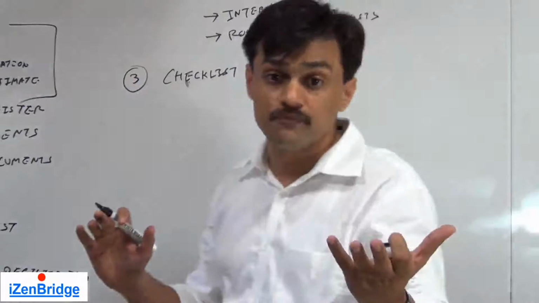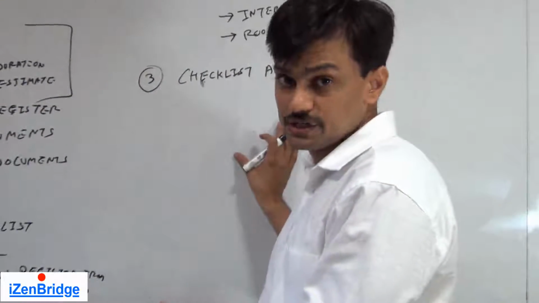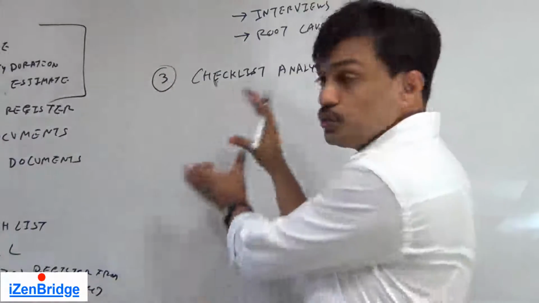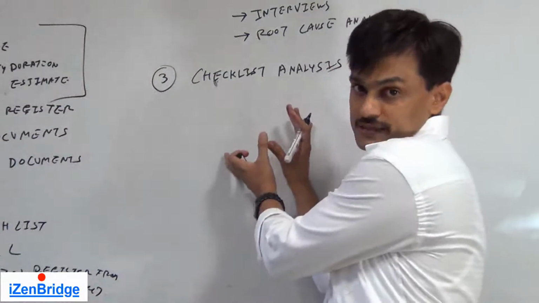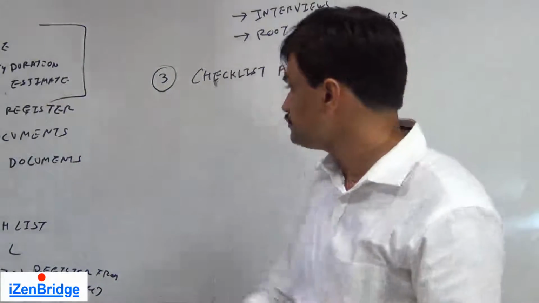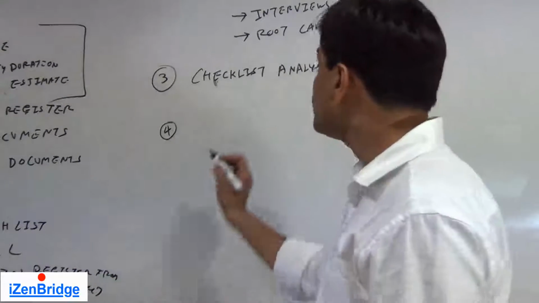They are also helpful because we may miss identifying a few risks if we don't have this checklist. The risk breakdown structure or risk category also gets used along with the checklist analysis. They also help us in visualizing and identifying risks. Fourth tool and technique: assumption analysis.